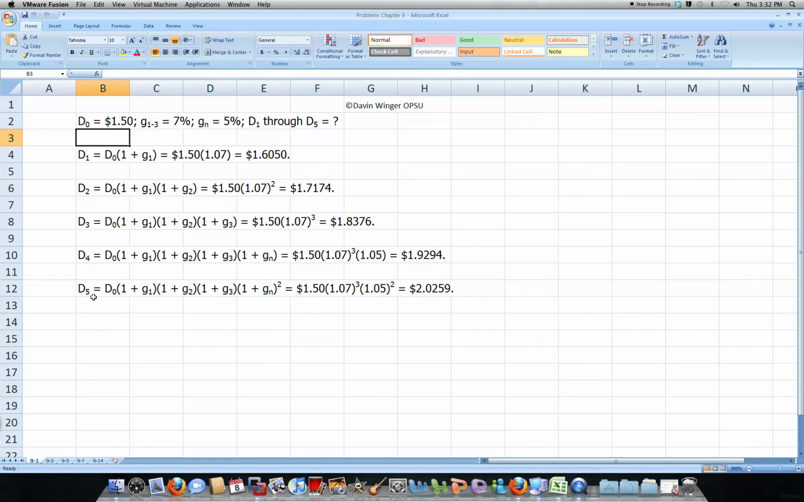And the dividend at year 5 is the same way. 1 plus the growth rate to the third power, and then there are 2 years where we're using the 5% growth rate, so it's squared, and you multiply those together to get 2.2059.